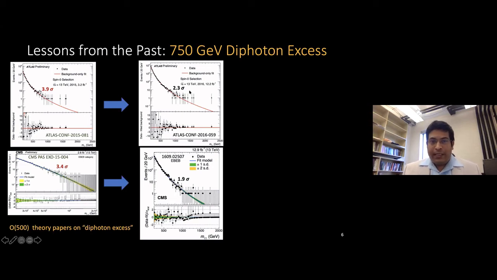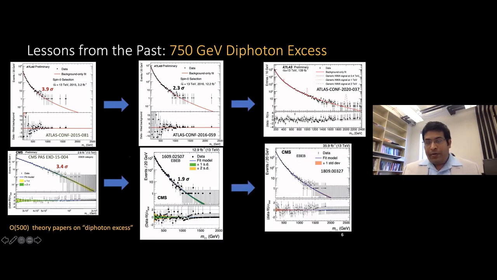As soon as they collected more data the next year, the significance of this excess decreased from 3.9 sigma to 2.3 in ATLAS and from 3.4 to 1.9 in CMS. And now, if you look at the latest data, it's not even there. So don't even talk about it after ICHEP 2016. This is another example that statistical fluctuations can happen, and they happen most often. So that's part of life.